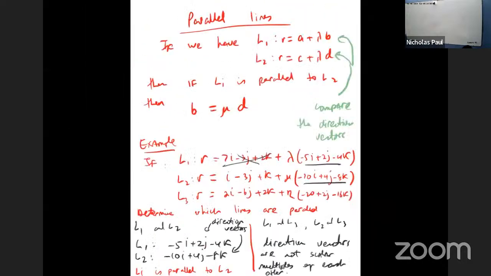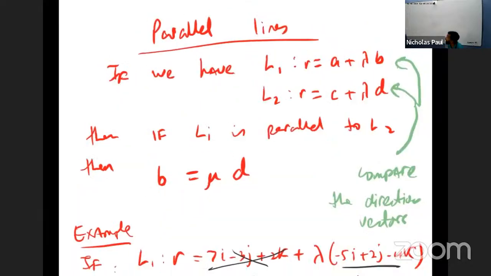Before we do skewness, how do we know parallel lines? Just make a note of that. If you have two lines, line 1 and line 2, to determine if they're parallel, you have to compare their direction vectors. So you're comparing B and D. If they are multiples of each other, then they are parallel. Just make a note that you have to compare the direction vectors. That's one thing that we tend to forget.